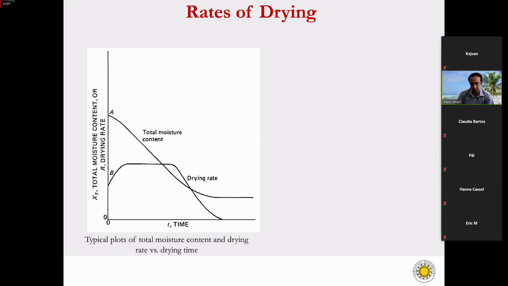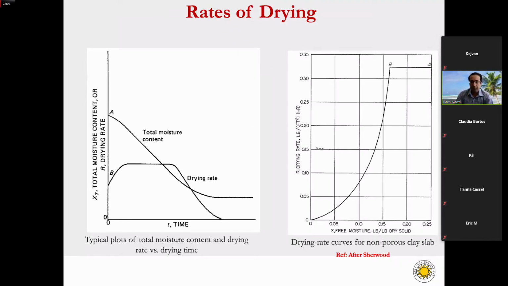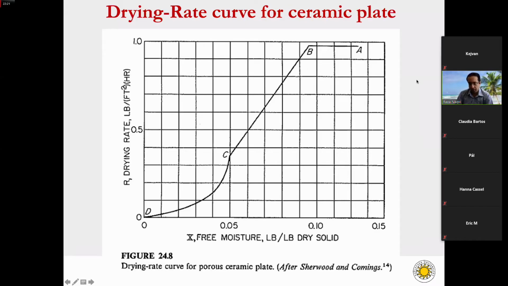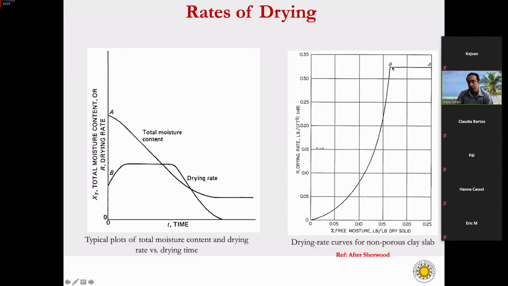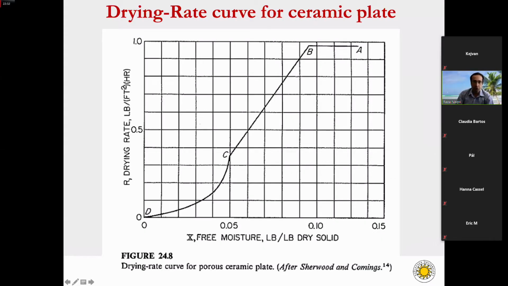This is just to show you the drying rate curve for a non-porous material like a clay slab. The drying rate first goes up and then becomes constant. But if we are reducing the moisture, we start from A. So first we have a constant drying period, and then we have this falling rate drying period. Similarly, we can show the drying rate curve for a porous ceramic plate. First we have a constant drying rate period, then we have a falling period, and this point is called critical, and then we again have further reduction in the drying rate.